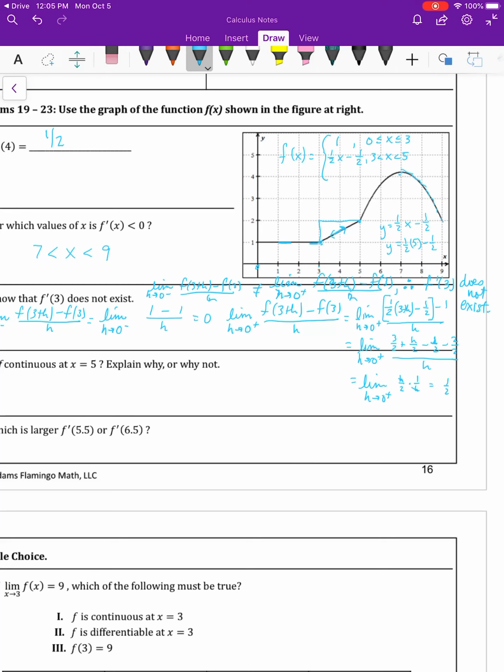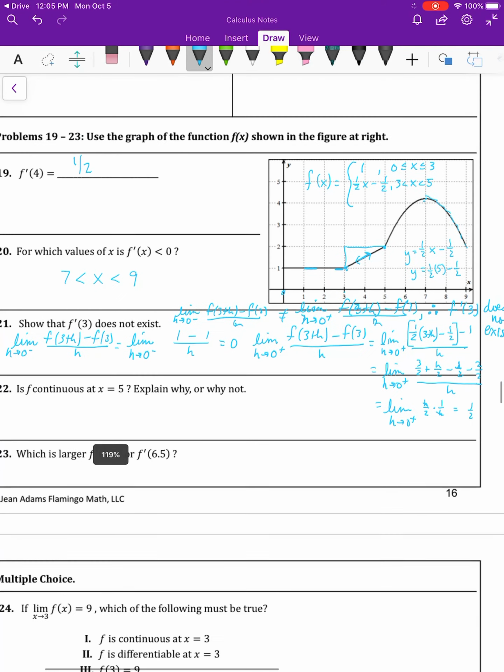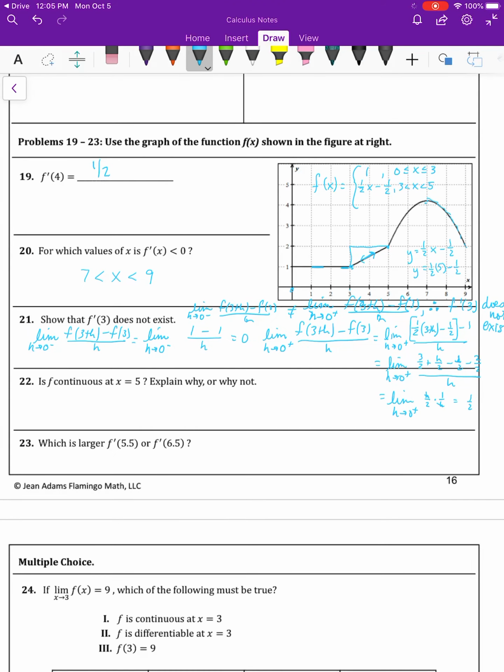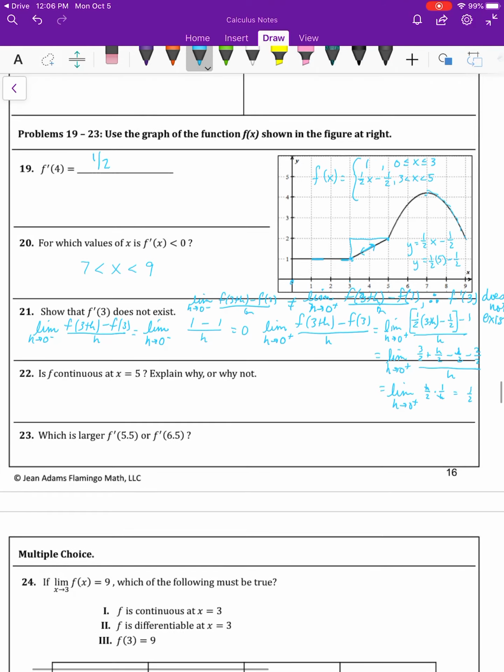Okay, I know that's a lot of work, and I know it's confusing because f of 3 is f of 3 no matter what. So it was always going to be 1. But f of 3 plus h is going to be different if you're coming in from the left or from the right. So that is how you would write those limits.